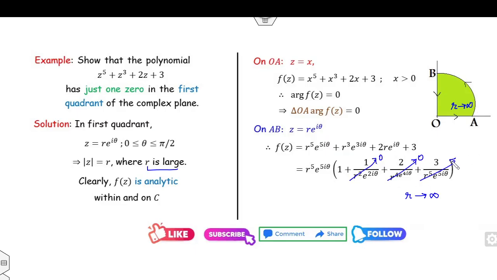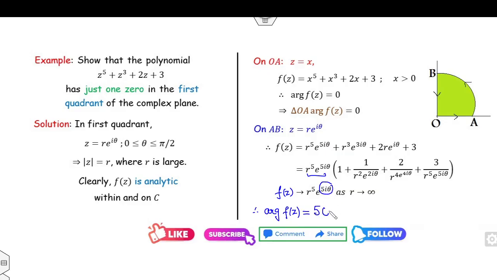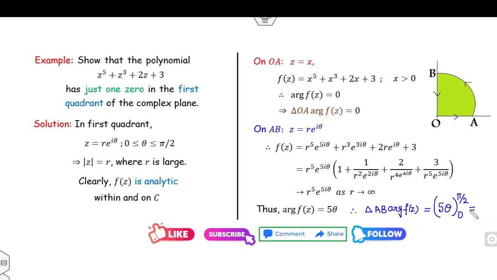Second term is also 0. Third term is also 0. So that means this value will go to infinity. Fine. This term will dominate. And once we have f(z), can you find the argument of f(z)? So clearly the argument is 5 theta. Fine. Once the argument is 5 theta, can you find the argument change along AB of f? So that will be 5 theta from 0 to pi over 2. So the answer is 5 pi over 2.